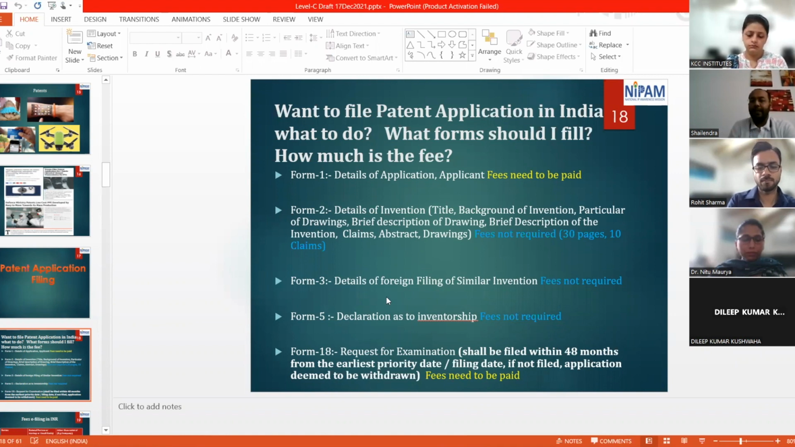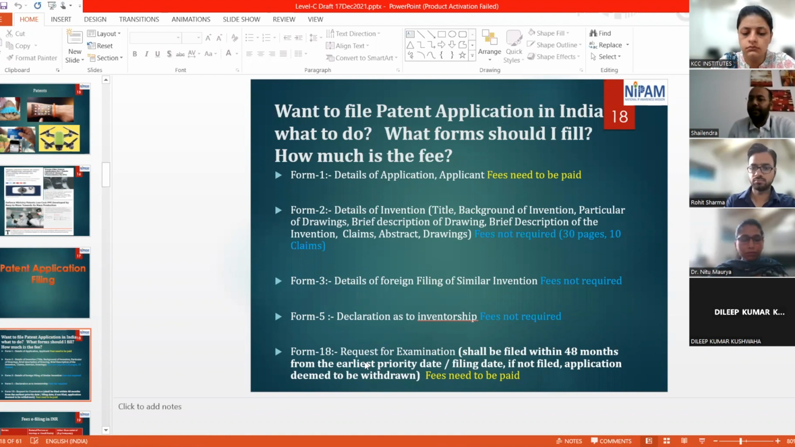After publication, we are going to scrutinize. The last form is Form 18, the request for examination. If you do not file it, your application will still go for publication, but it will not go for examination. That means we will not read your application until this form is filed. So this form is important if you want to go through the complete process.